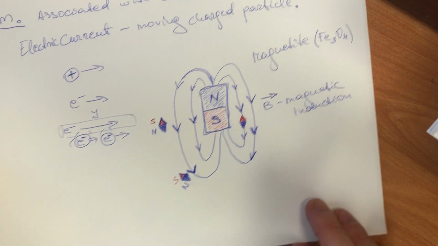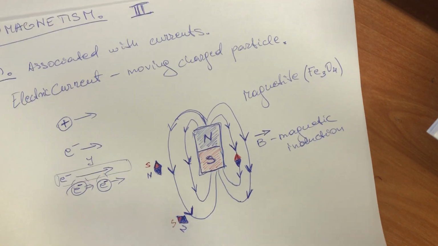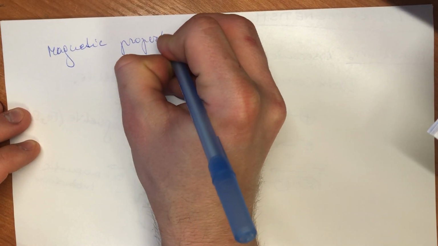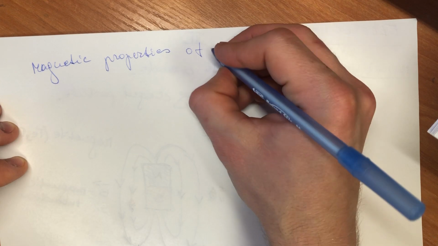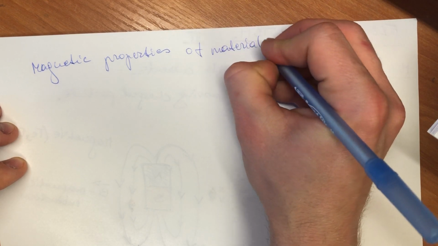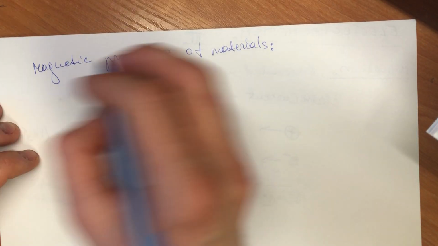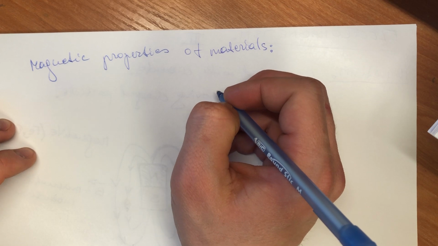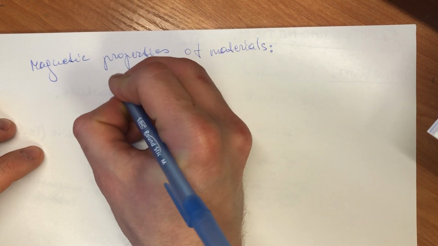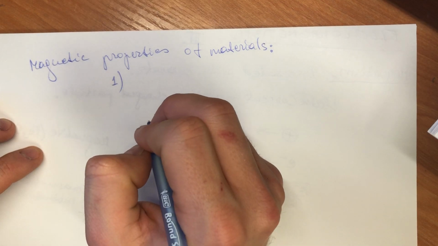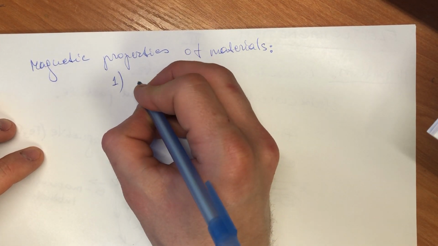The magnetic properties of the material, as I told you, arise from the motion of electrons. So magnetic properties of materials come from electric currents, as I said. So electric current inside some kind of material is the motion of electrons. So electrons have two types of motion.